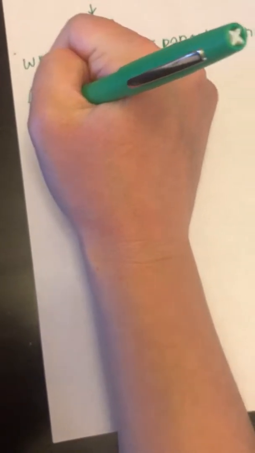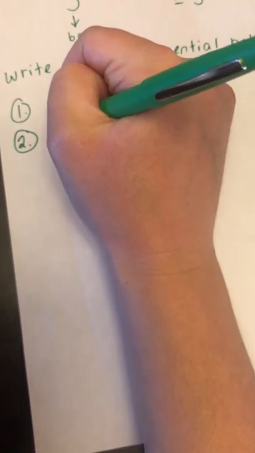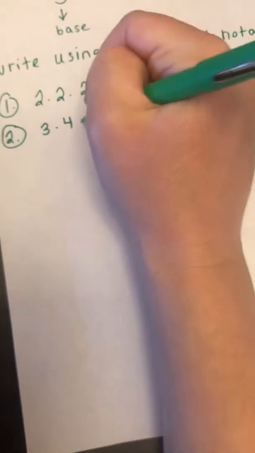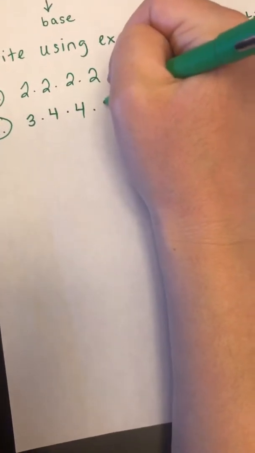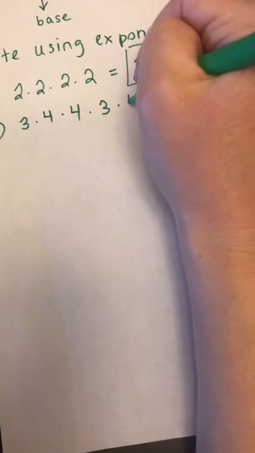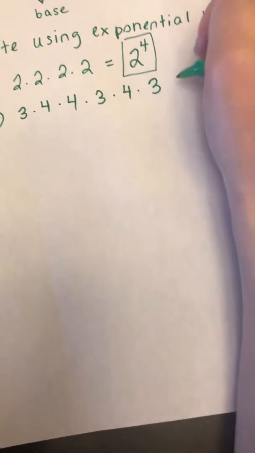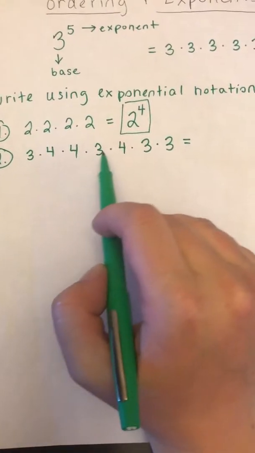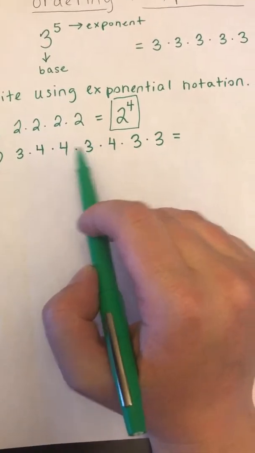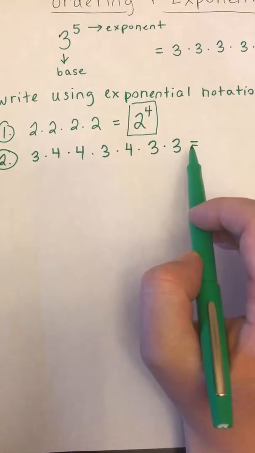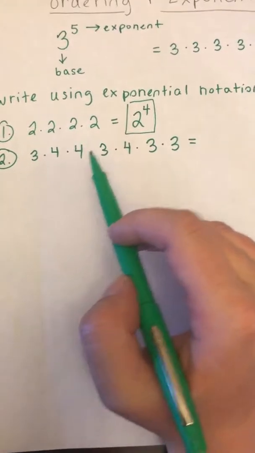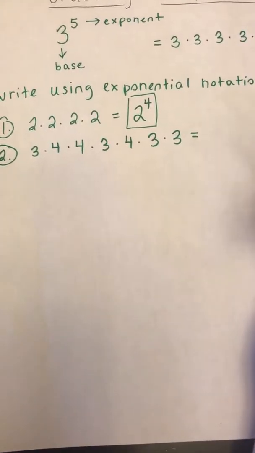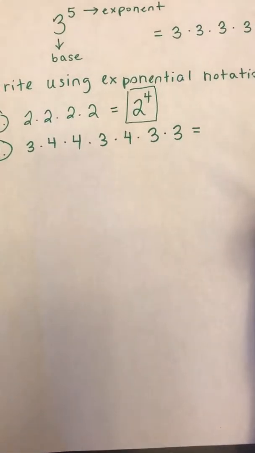What about one like this? What if we have 3 times 4 times 4 times 3 times 4 times 3? Let's add another times 3. Notice on this one we have two bases. We have a number 3 repeated and we have 4's repeated. Now this whole thing is multiplication, so it does not matter if you write the 4's first or the 3's first. What matters is you have the right amount of times repeated.